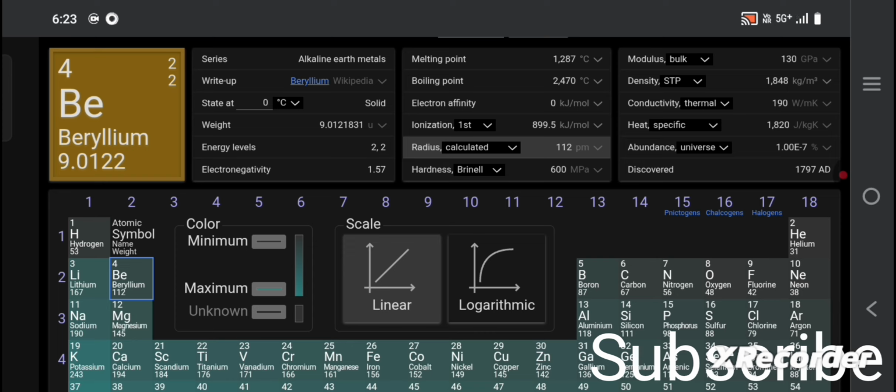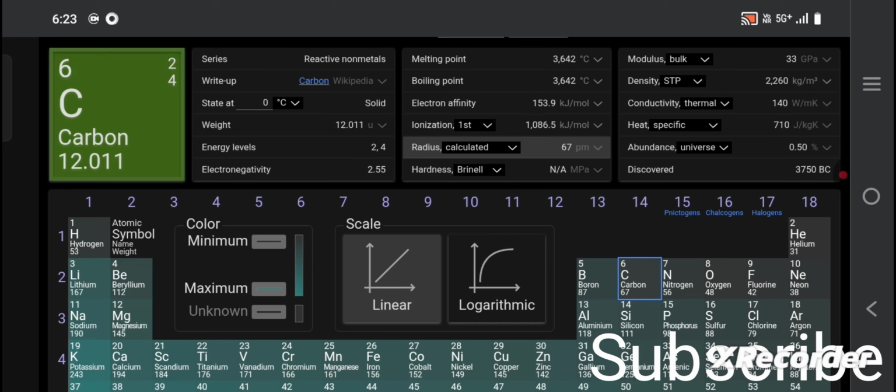And can you define the metallic radius? The metallic radius is nothing but half the distance between the nuclei of adjacent metal atoms. Got it? So why is there a decrease in the atomic radius along the period?